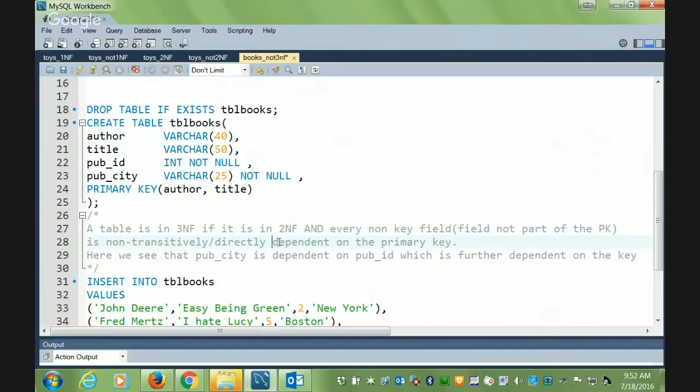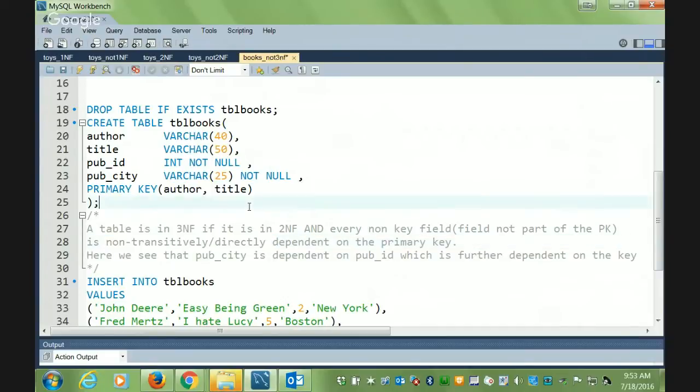Let's look at what the problem is. In the previous table that we did in the second normal form, the store address was dependent upon store ID, right? And store ID was a part of the primary key. But what is different here? Publisher city is dependent upon the publisher ID. It is not dependent upon the key directly at all. It is transitively, indirectly dependent upon the key. So publisher city is dependent upon publisher ID, and publisher ID is dependent upon the key. So you see the transitive relation. There's not a direct relation; there is an indirect relation.